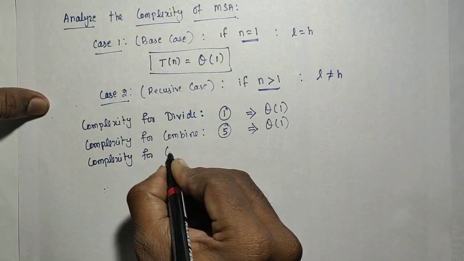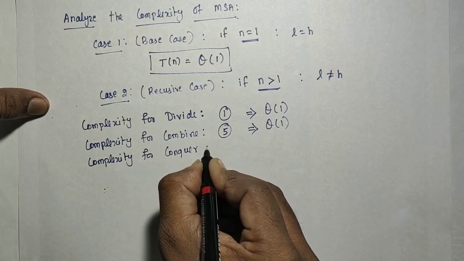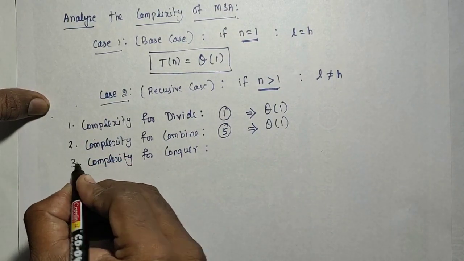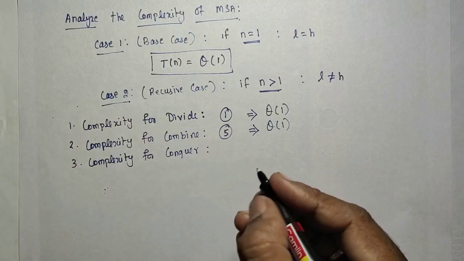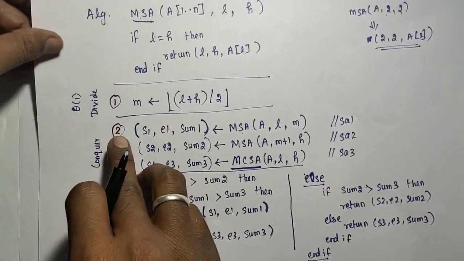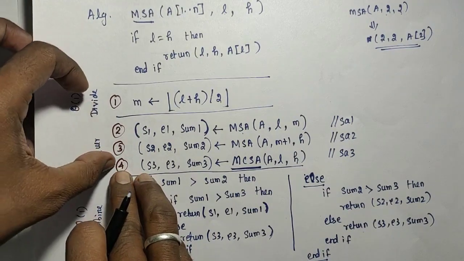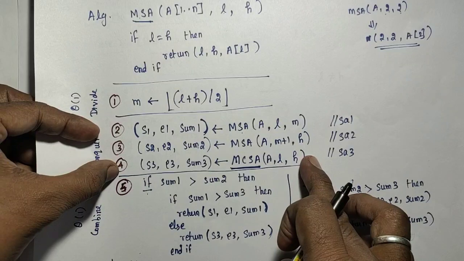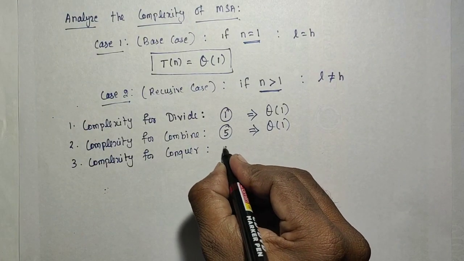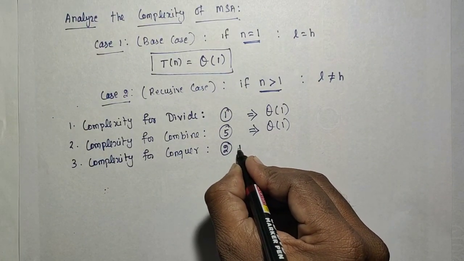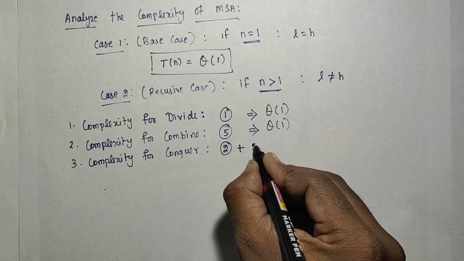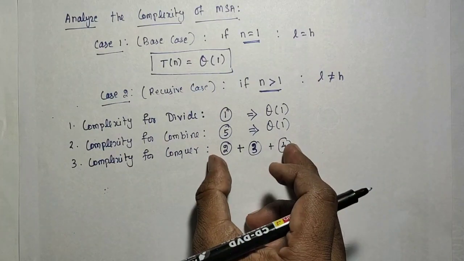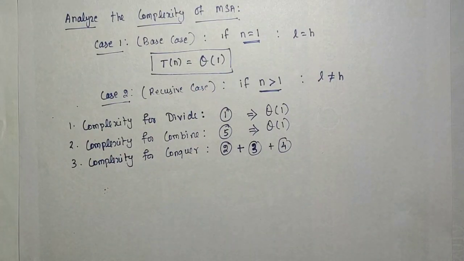For concave. So this is 1 and 2, and then 3. Third complexity: here I need to consider the statements 2 plus 3 plus 4. So the complexity of this call, this call and this call. I need to add the complexity for the second step plus the complexity for 3, plus the complexity for 4. So this will give the final complexity of the concave step.